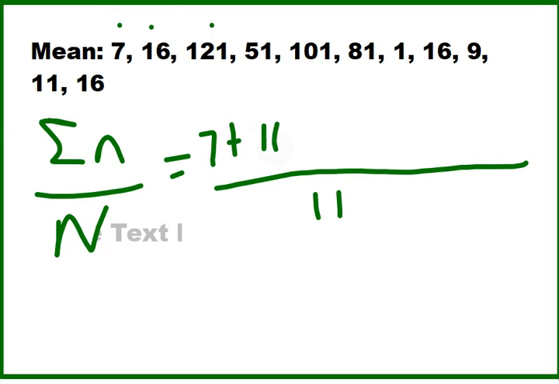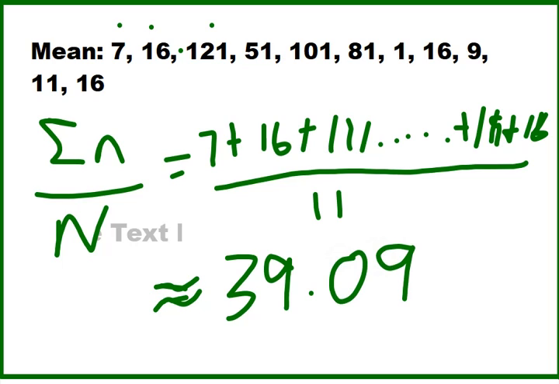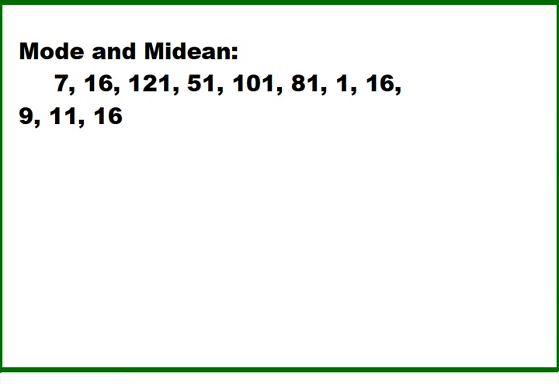So that's 11 because there are 11 numbers if you count them. So we're going to add 7 plus 16 plus 121 onwards plus 9 plus 11 plus 16, and just do that. So 9 should be in the middle, and we get that our answer is 39.0909. So if we round that off, we are going to get 39.09. So I rounded it off to 2 decimals. So let's move on to the next question.